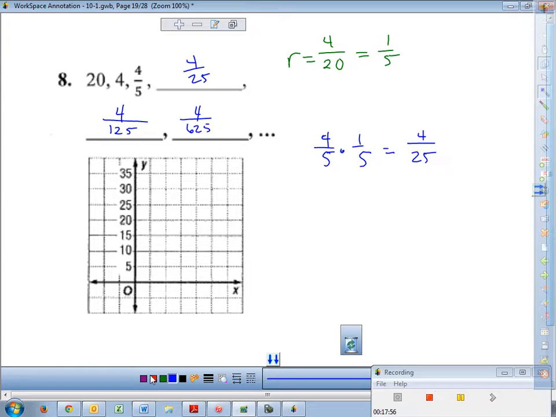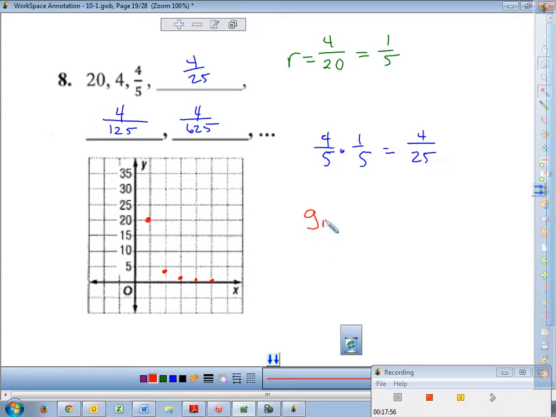And now let's plot the points. 20, because the first term is 20, so bada bing. The second term is 4. Holy drop-offs, Batman. Then we go to 4/5. That's less than 1, so that's way down. And then 4/25, well, that's even smaller because the denominator is bigger, and then this guy's even smaller. This kind of looks like an exponential decay.